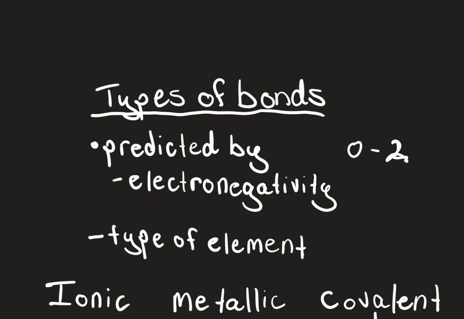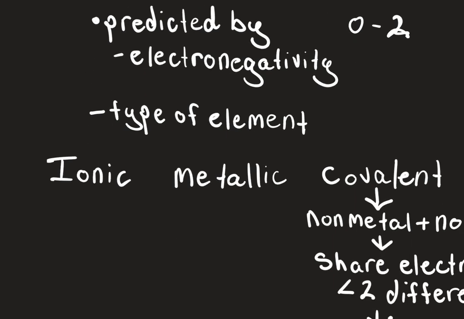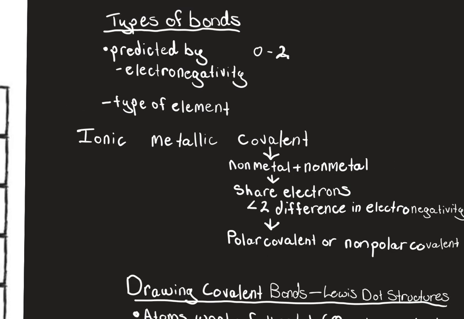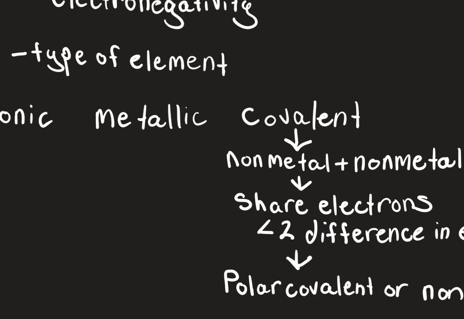Type of element is also really important because you can have a value that has the same electronegativity difference, but you could have two different types of elements, and that can be the determining factor for what type of bond you have. So we have ionic, metallic, and covalent. So we are just going to focus on covalent bonds right now.